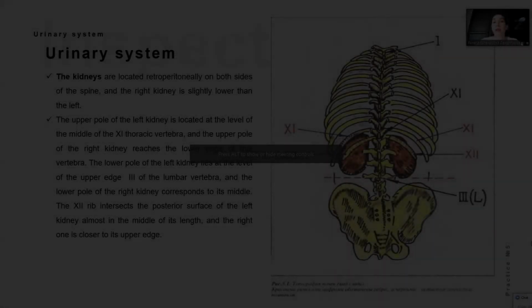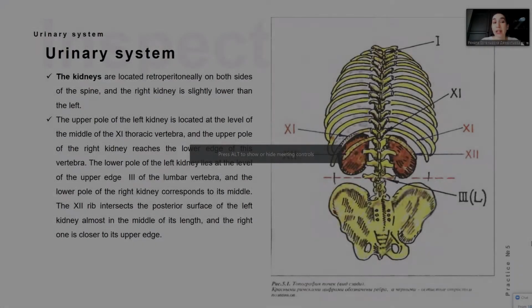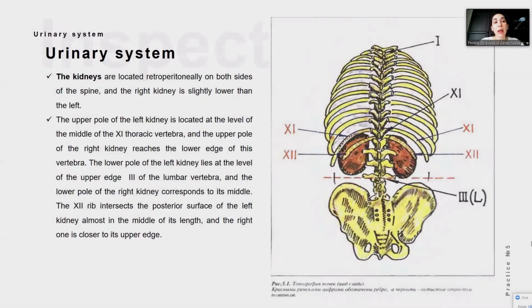On the inner side by the peritoneum, the right kidney is a little bit lower than the left, as it is pressed from the right side by the liver. The upper pole of the left kidney is located at the level of the middle of the 11th thoracic vertebra, and the upper pole of the right kidney reaches the lower edge of this vertebra.